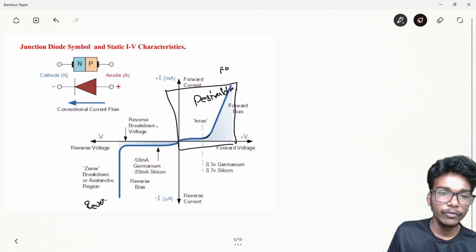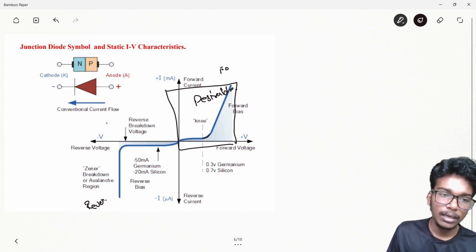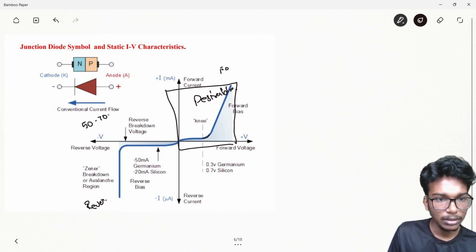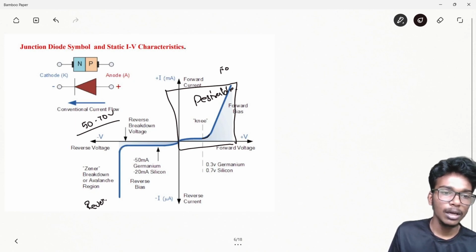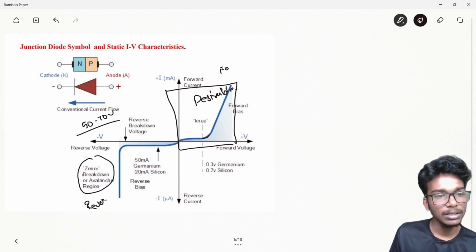But if unfortunately we have connected our diode in a reverse condition, then up to a certain voltage it's going to withstand. After reaching the breakdown voltage, like 50 to 70 volts, the diode is going to break down, and a huge current is going to flow through the circuit, which is going to damage the whole circuit in future. This breakdown is also known as Zener breakdown or avalanche region. These are two different things, and I will discuss these in the next video.